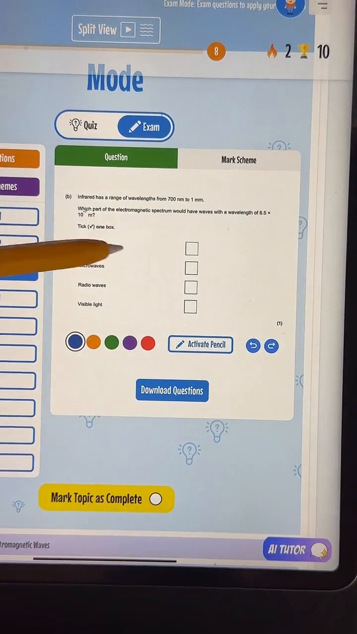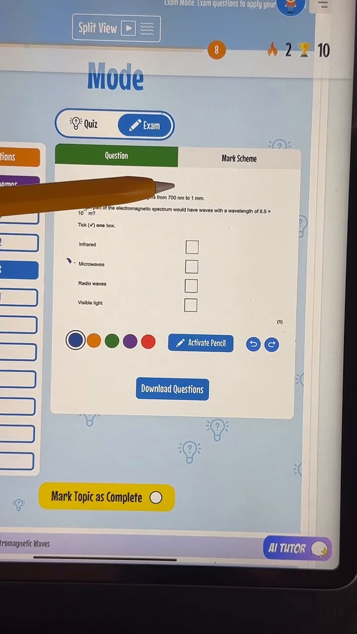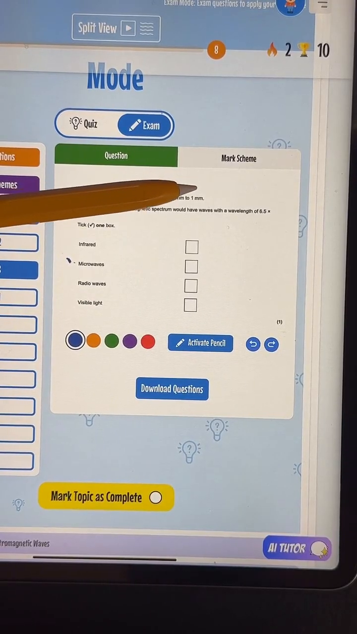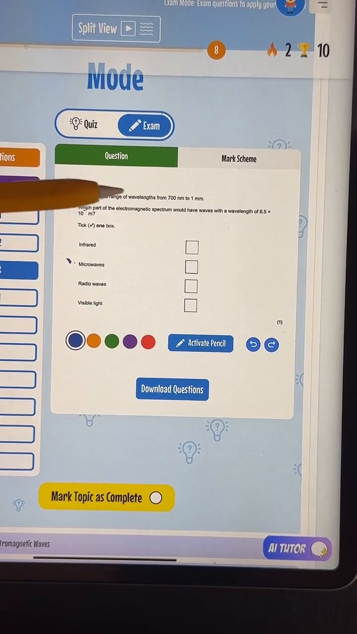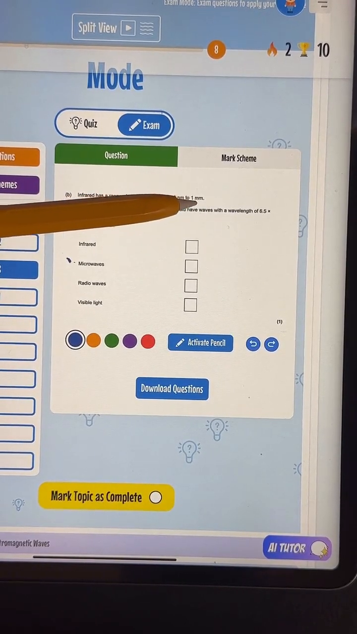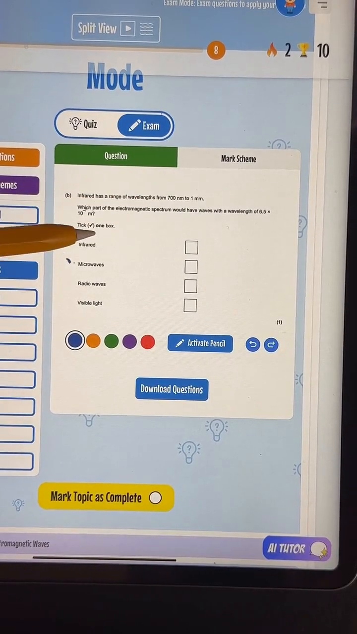So I'll explain this. 700 nanometers would be 700 times 10 to the minus 9 meters, which is therefore 7 times 10 to the minus 7 meters, if we add the zeros. 1 millimeter would be divided by 1,000, so that would be 1 times 10 to the minus 3. So we've got a big range there.